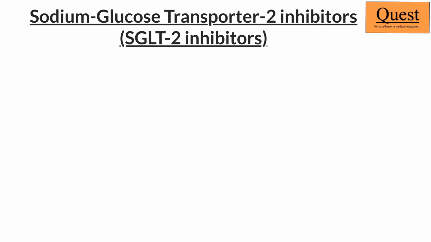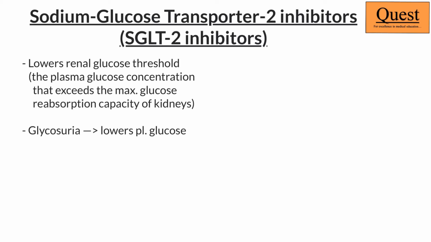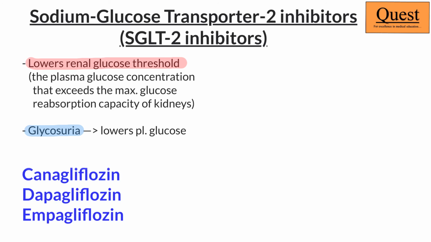Now, there is a new class of agent that we are looking at, known as the sodium glucose transporter 2 inhibitor, or SGLT2 inhibitor. What it basically does is it lowers the renal threshold for glucose. That means it allows the glucose to be flushed out in urine without reabsorbing it back. Since we are causing glucosuria, we are lowering the level of glucose in the blood. This is a very unique mechanism. The drugs in this category are canagliflozin, dapagliflozin, and now empagliflozin.